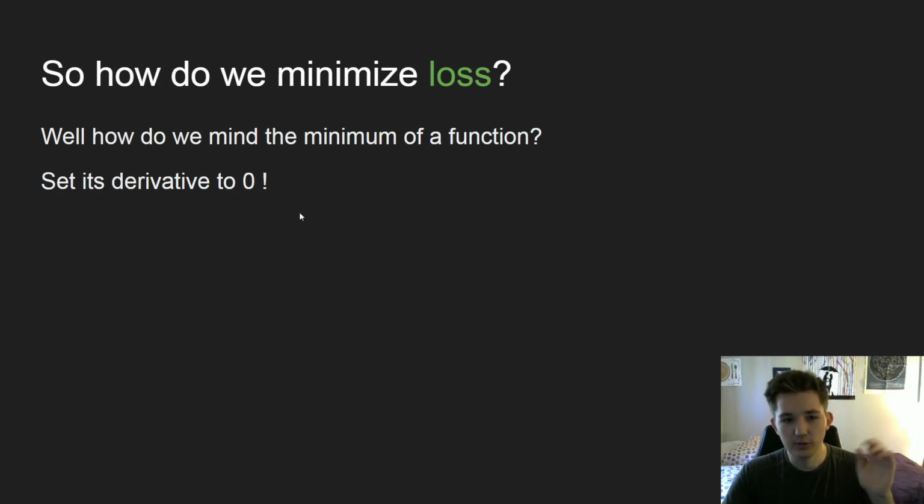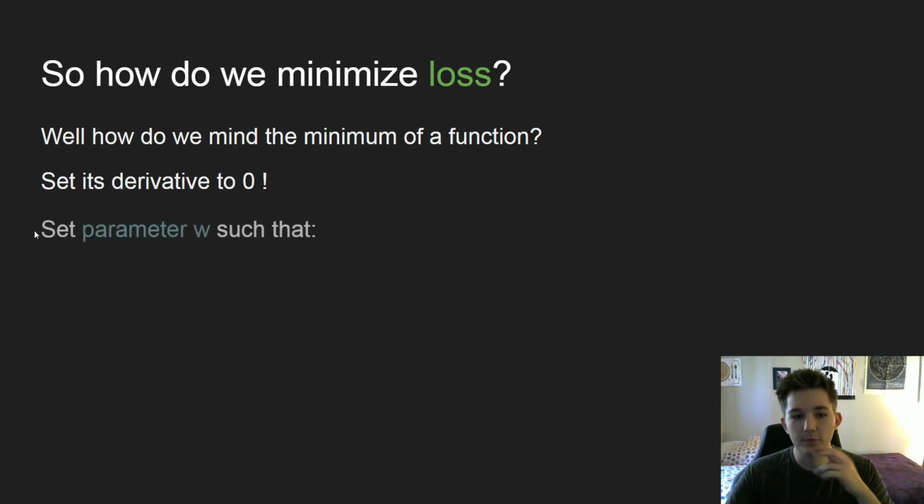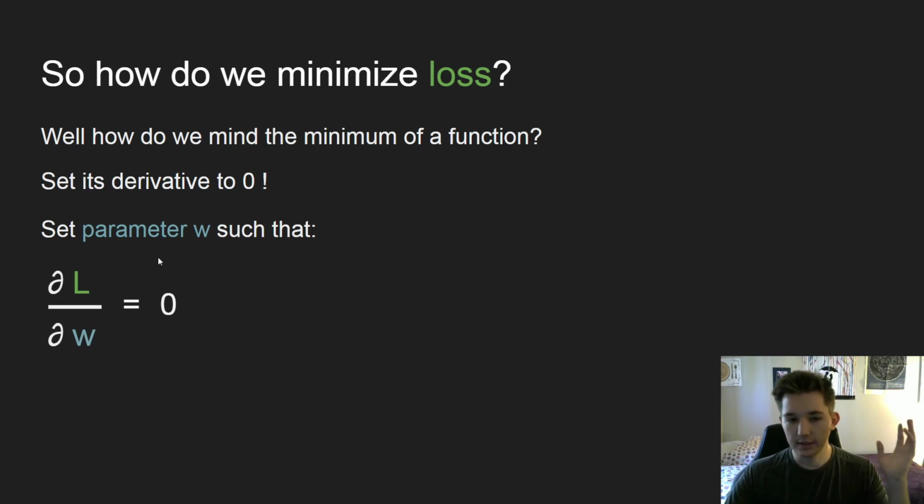All right, so let's think about what that actually means in terms of the parameters. So we want to set the parameters W. I use W to mean all of the parameters. In our case of linear regression, we'll have W and B. So we see that we want to set the partial derivative of loss with respect to W to 0, and we want to find what parameters make that true. And in the case of our linear regression, the partial derivative of loss with respect to B would also equal 0. This W just stands for all of the parameters at this point.